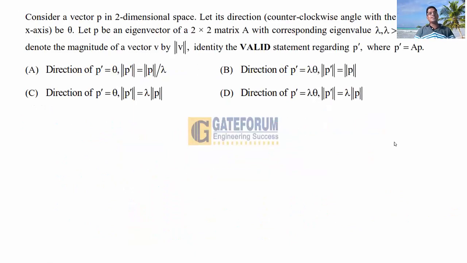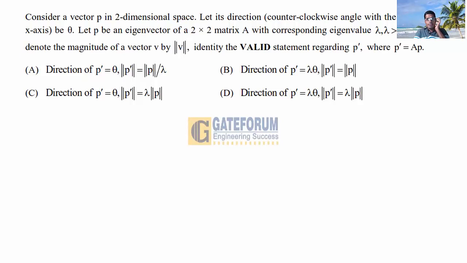The question is: consider a vector P in two-dimensional space, that is a 2D vector. Let its counterclockwise angle with the positive x-axis be theta. Let P be an eigenvector of a 2 cross 2 matrix A with corresponding eigenvalue lambda, lambda greater than 0. We denote the magnitude of a vector V by length V or norm V. Identify the valid statement regarding P dash, where P dash is equal to A into P. Four options A, B, C, D are given.